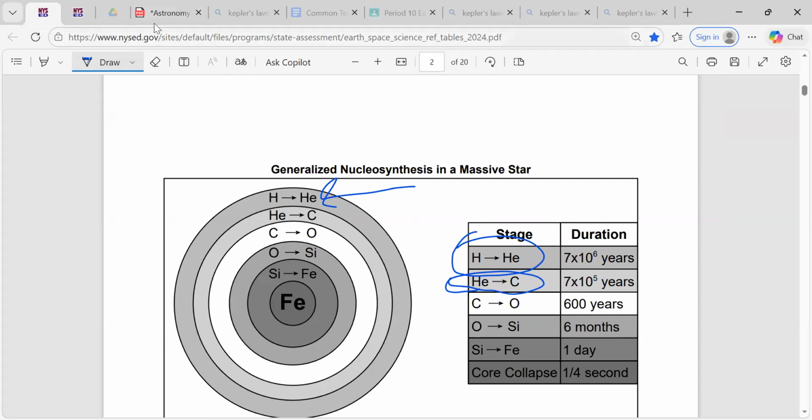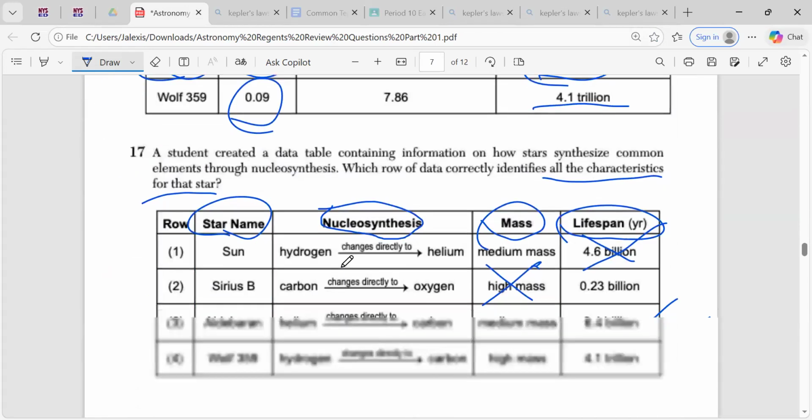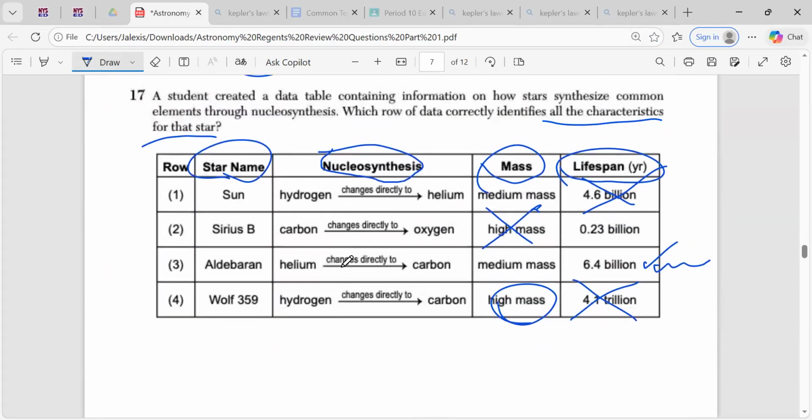And what do you notice? Even when I go to my problem, look at the nucleosynthesis, helium to carbon. So that just confirms that choice three is the correct answer. But once again, this is a question where you can do the process of elimination.